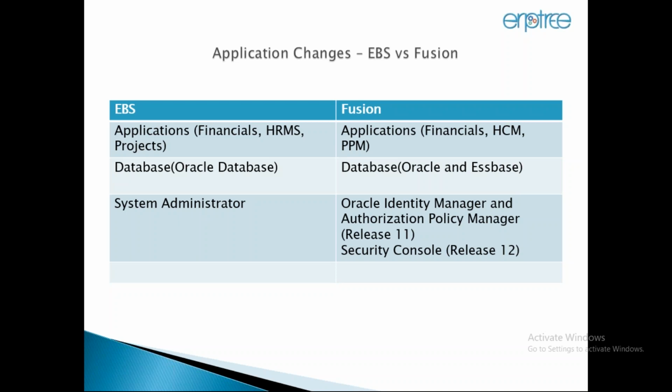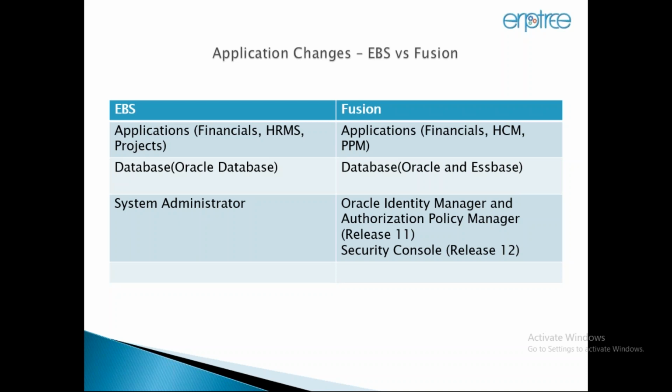We had Oracle Identity Manager as well as Authorization Policy Manager, two middleware tools having integration with the Fusion applications, which used to help us in creating the roles and assigning the roles, and also creating the privileges and associating those privileges. But now in release 12, the release we are going to get trained on, we do not have IDM and APM anymore, which are respectively Oracle Identity Manager and Authorization Policy Manager.